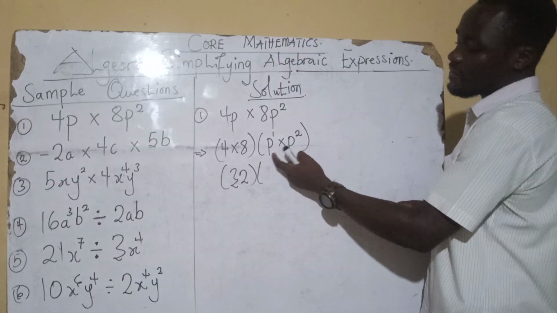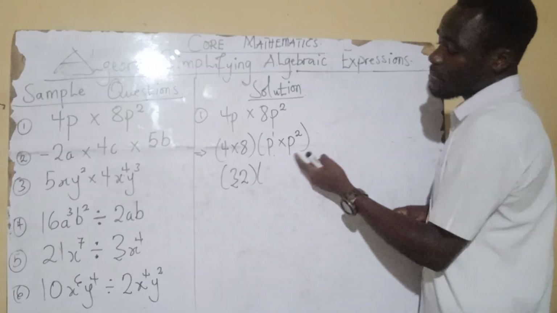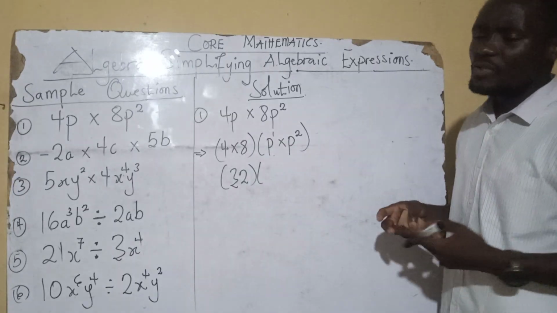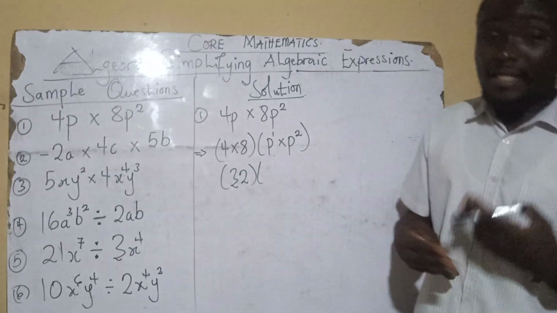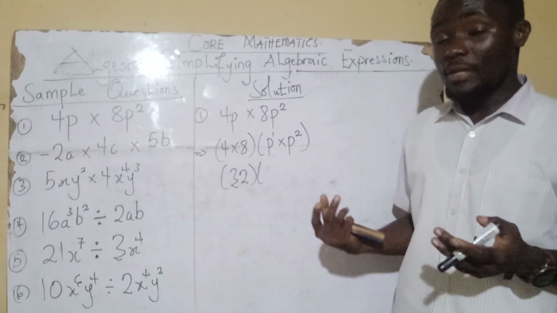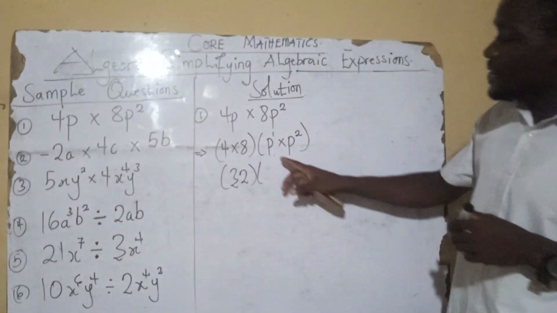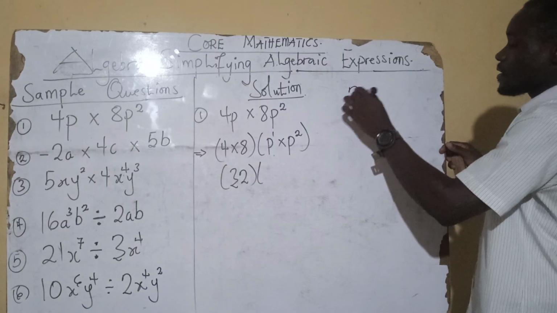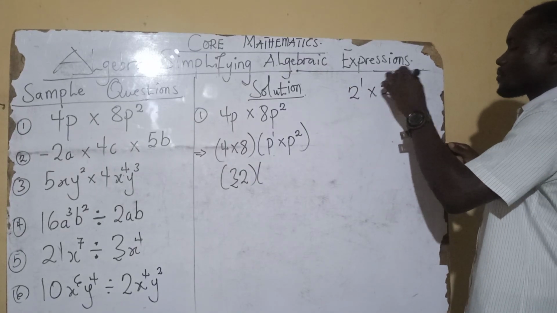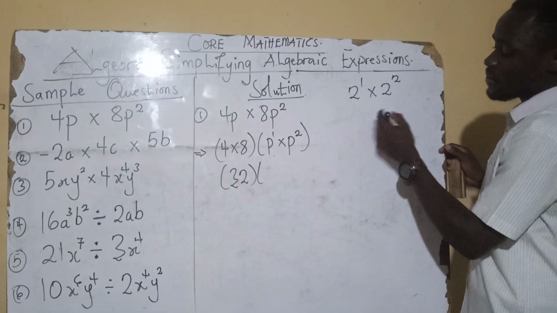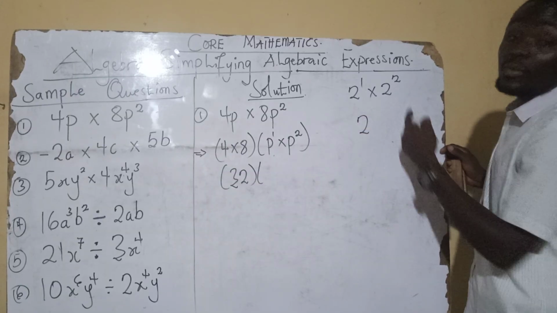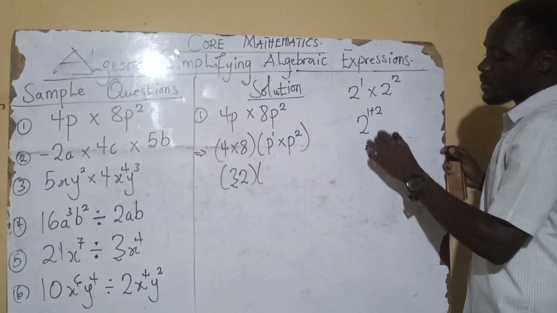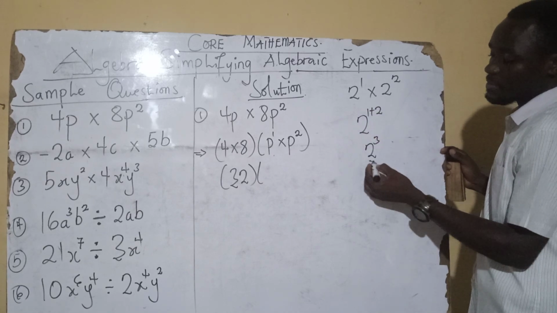Then I have p power 1 multiplying p power 2. Have it in mind, one of the laws of indices says when you are multiplying two bases and the bases are the same, what do we do to the powers? You just add. Having base p and base p, the bases are the same. It's like you have 2 power 1 multiplying 2 power 2. According to the laws of indices, you maintain one of the bases, and because it is multiplying, you add the powers. So here it becomes 1 plus 2, and I get power 3. So this becomes my final answer.